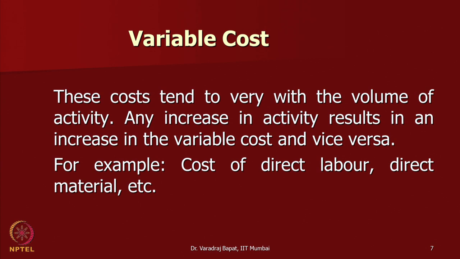Now the other type of costs are variable costs. These are the ones which change in direct proportion to the level of activity. Some examples of them are the cost of direct labor or direct material. Suppose you are producing some item, it is consuming direct material. Normally when you increase your output, the raw material consumption will also increase in the same proportion. If output increases by 20%, raw material consumption will also increase by 20%. That will become a variable cost.